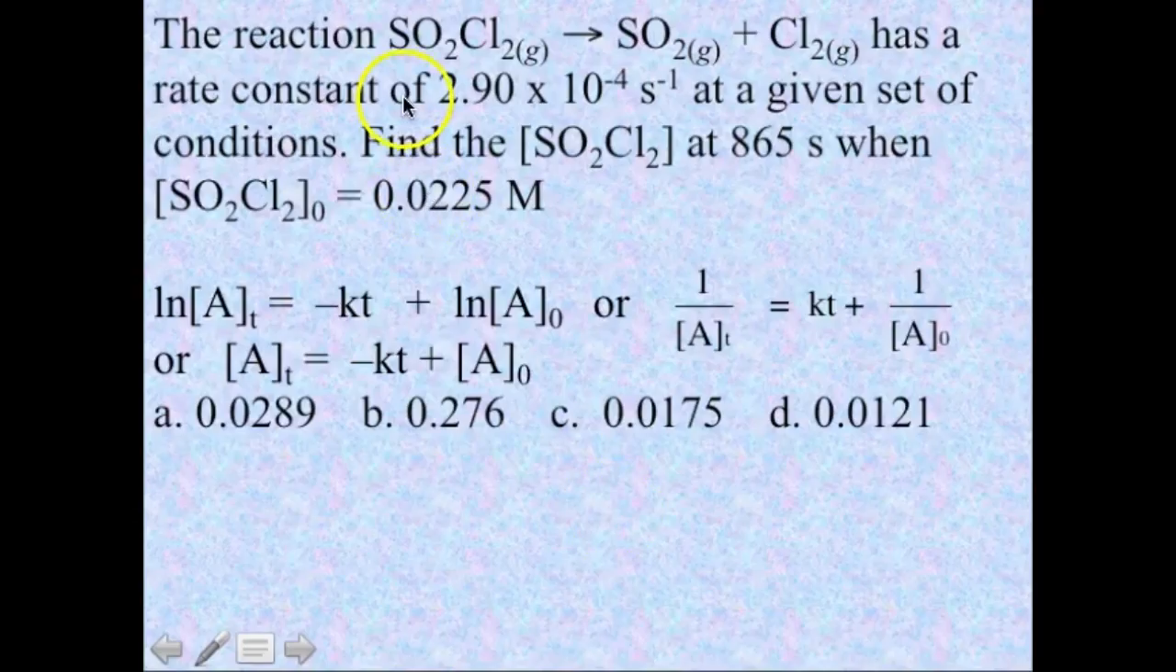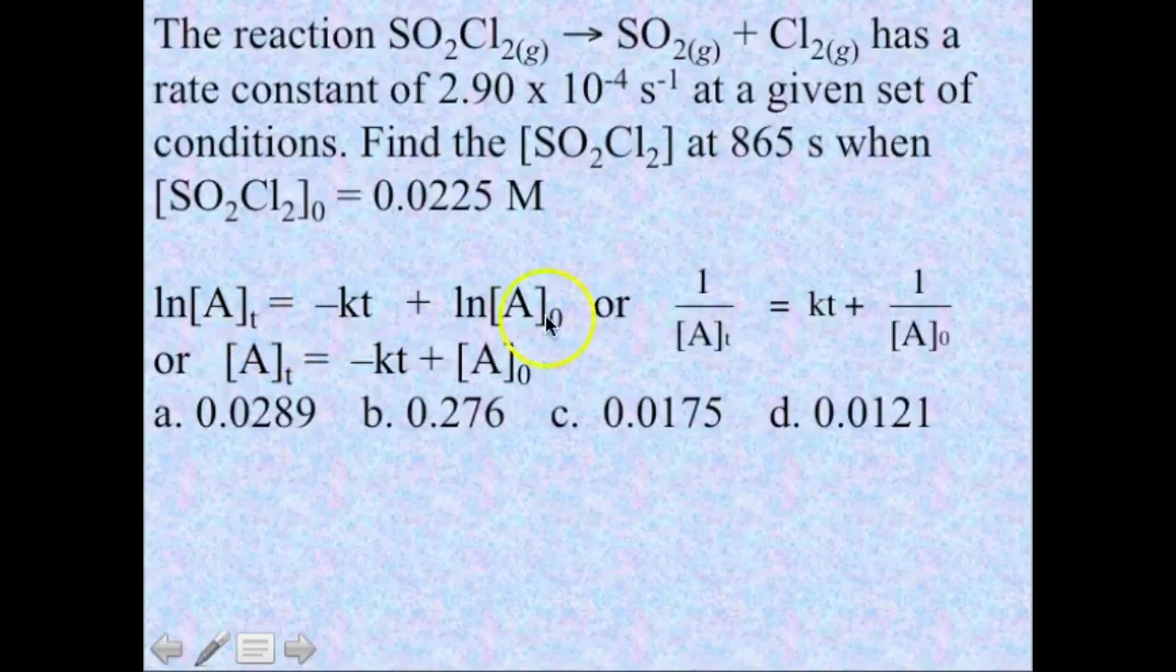The reaction of sulfuryl chloride decomposing into sulfur dioxide and chlorine has a rate constant of 2.9 times 10 to the minus 4 per second under a given set of conditions. Find the sulfuryl chloride at 865 seconds when the initial amount is 0.0225 molar. So the first thing is you have to identify which integrated rate law you're going to use.